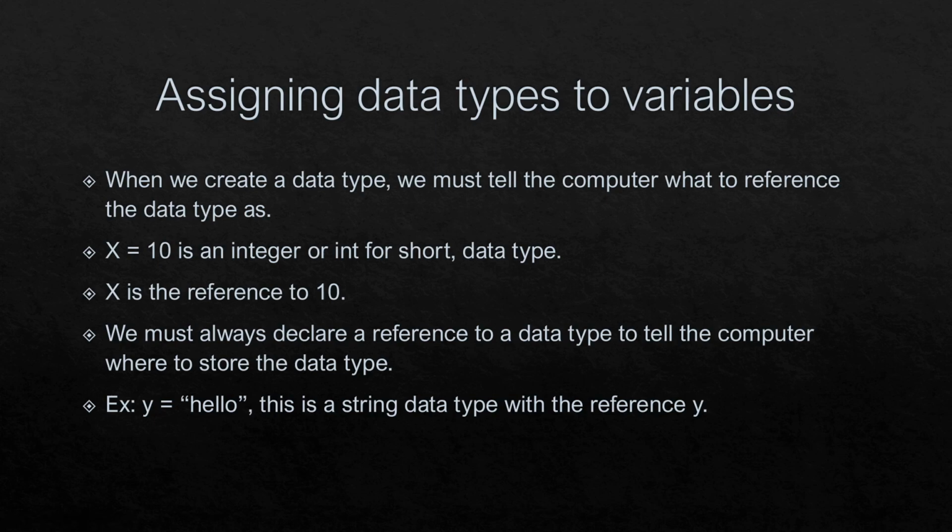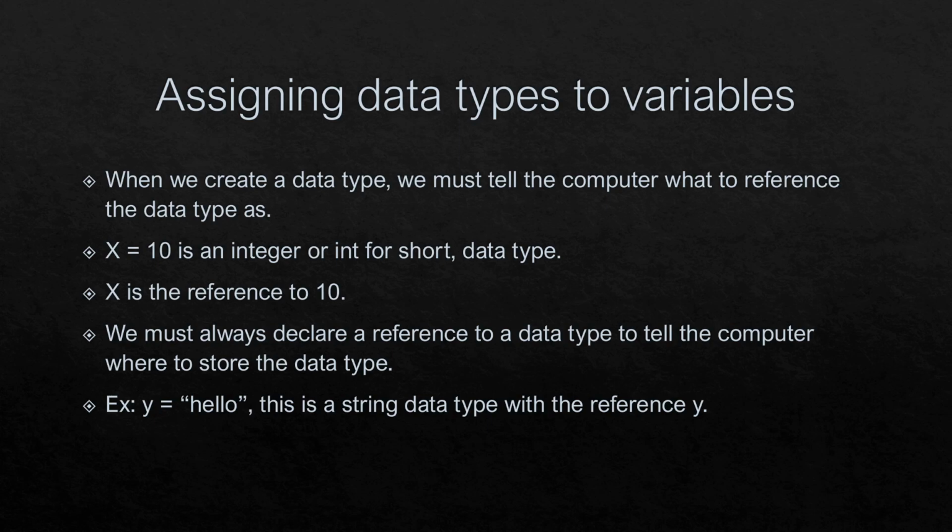Assigning data types to variables. When we create a data type, we must tell the computer what to reference the data type as. I made a mistake and made this x a capital X. You don't want to make every character in your variable a capital letter, because if it's all capital, that declares a constant. We will touch base more on constants in a future tutorial, or perhaps this tutorial, I don't know yet.